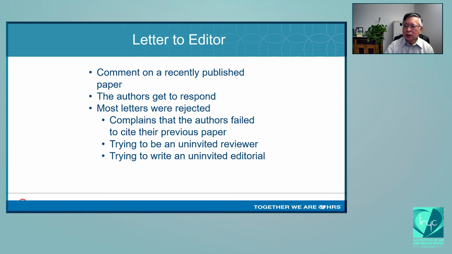Briefly on letters to the editor, these are limited to comments on recently published papers only, and the author gets to respond. Those letters are listed in PubMed. But don't submit a letter just to complain that the author failed to cite your previous paper. That never works. Trying to be an uninvited reviewer does not work. Trying to write an uninvited editorial doesn't work either.